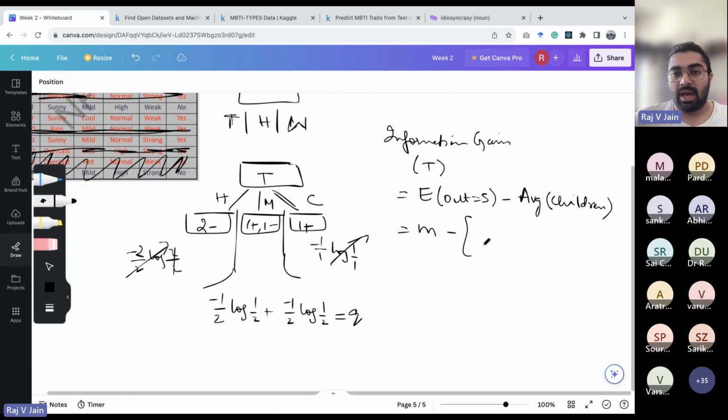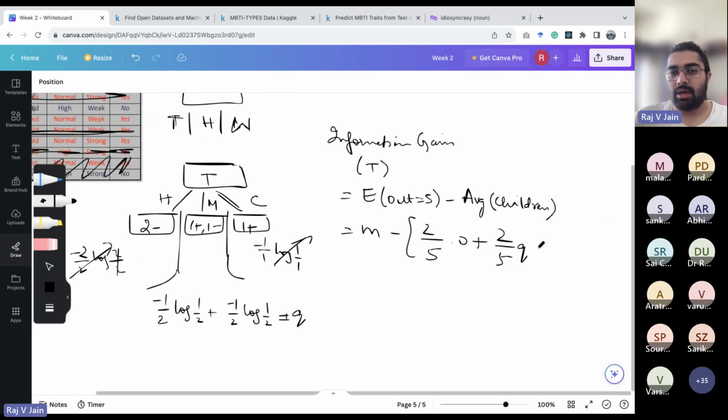So if you see here, again we have to take a weighted average. So it's 2 by, how many are there? 5 examples, total 5 examples in this node. So 2 by 5 into 0, then plus again 2 by 5 into the entropy, which is Q here, and then plus 1 by 5 into 0. So you'll get something like M minus 2 by 5 Q or whatever. And then that will be your information gain.